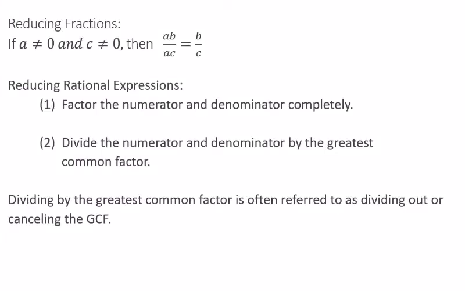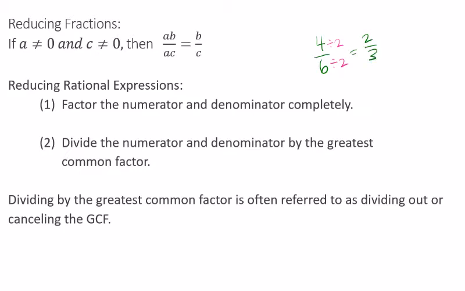All right. So now we're going to work on reducing fractions. If you remember, reducing fractions, all we do is divide by a common factor, right? So for example, if I have, let's say, 4 over 6, then 4 and 6 have a common factor of 2. So I can divide the numerator and denominator by 2, and that gives me 2 over 3, right?